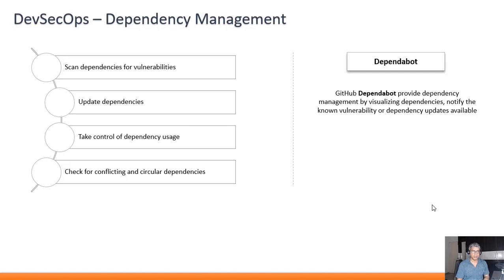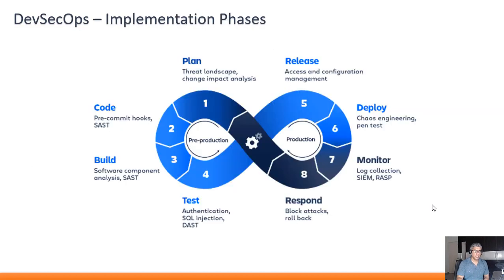One of the most important things to understand is that we have to remove the circular dependencies or any kind of conflicting dependencies that are happening. So dependency management is very important as part of your SecOps pipeline. Okay.